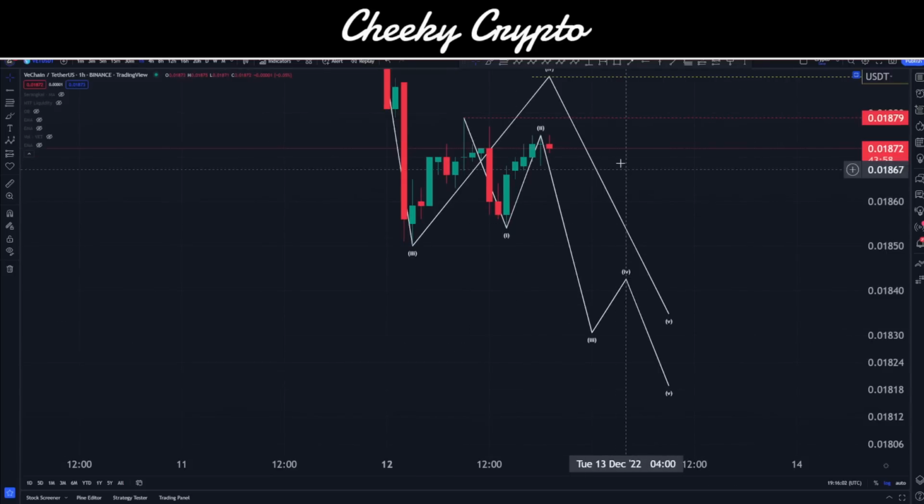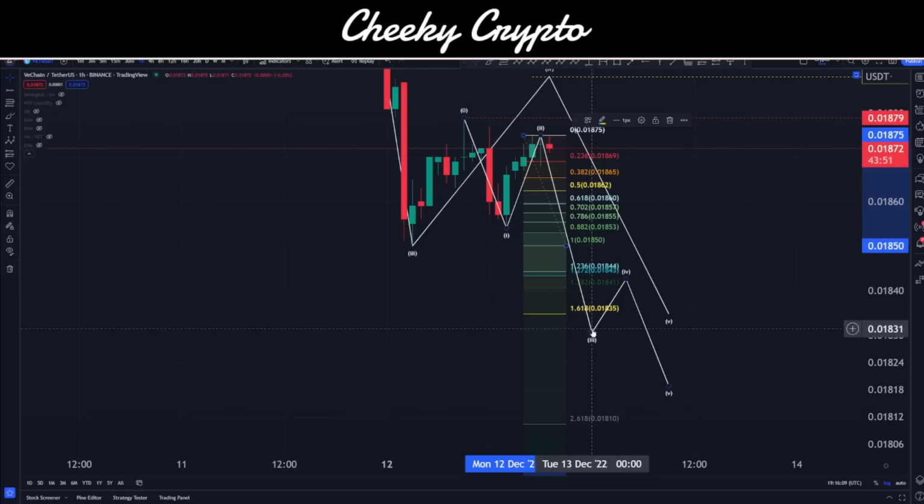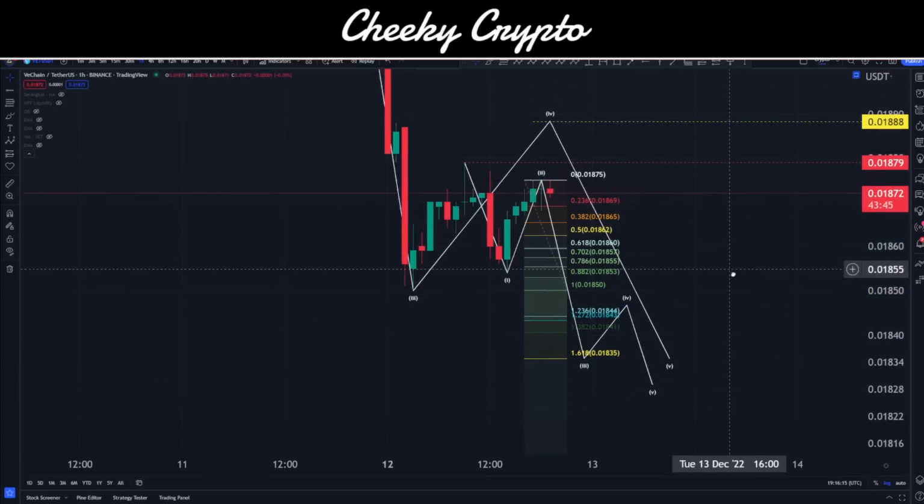Okay, and we'll be looking for a 5-wave drop. Obviously, wave 3 would be 1.618 times. So again, we're going to go ahead and move this over. And we'll be talking about wave 3 potentially coming down to 1.835 before we move up a little bit and then drop down into those final 5th wave movements.